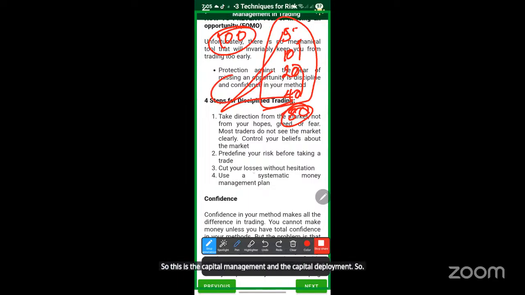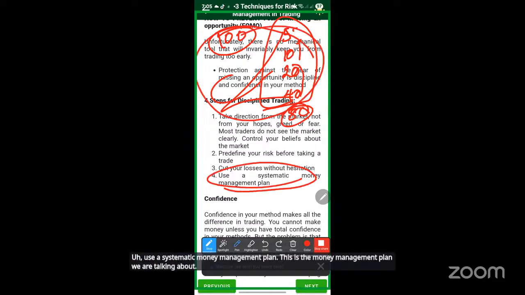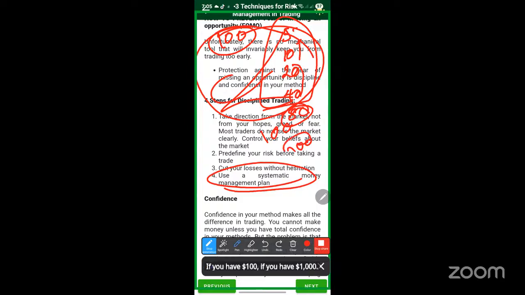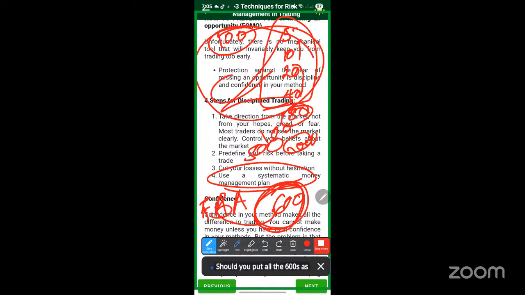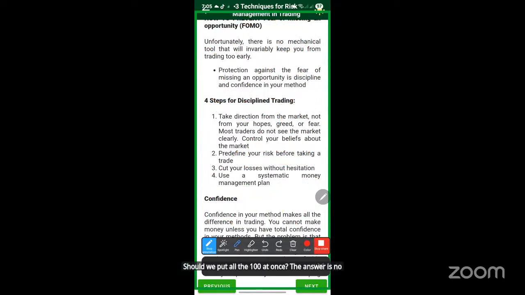So predefine, and use a systematic money management plan. This is the money management plan we are talking about. If you have $100, $500, $600, how are you going to put it in? Should you always put your $600 as your first buying amount all the time? Or should we invest all the 500 at once? Should we put all the 100 at once? The answer is no. Reason being, you have not managed your risk well. You have to manage your risk.